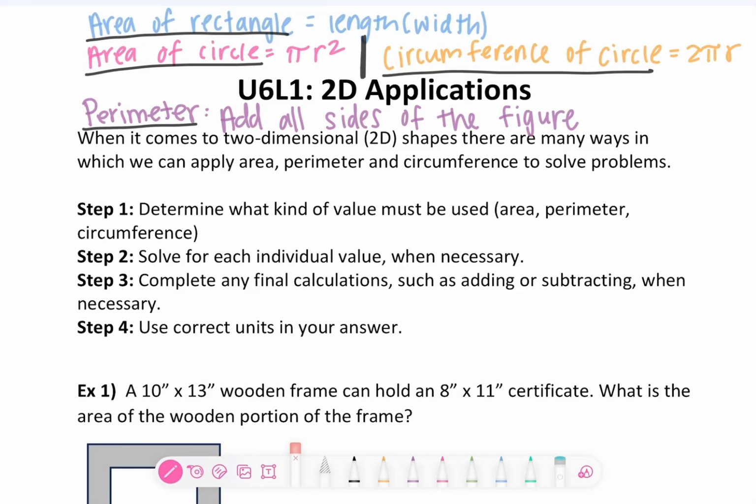Welcome to U6L1, 2D applications. In this lesson, we're going to talk about how to apply area, perimeter, and circumference to solve different problems involving two-dimensional shapes such as circles, squares, and rectangles.